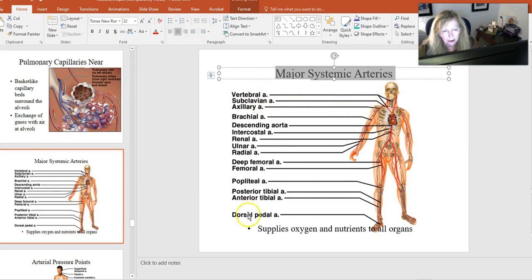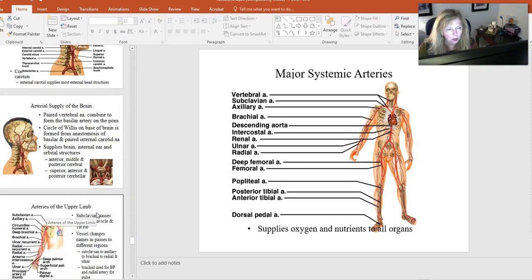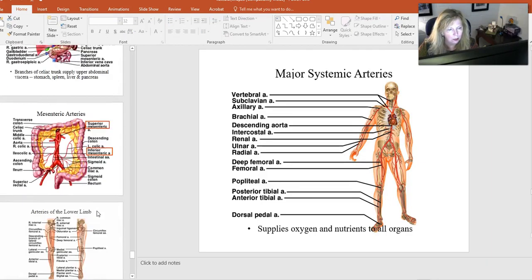But for the rest of them, because you have learned bones and muscles and regions of the body: brachial meaning arm, popliteal meaning the back of the knee, pedal meaning foot. It's not as difficult as you may think, but you would want to be able to label the major systemic arteries, including the carotids.